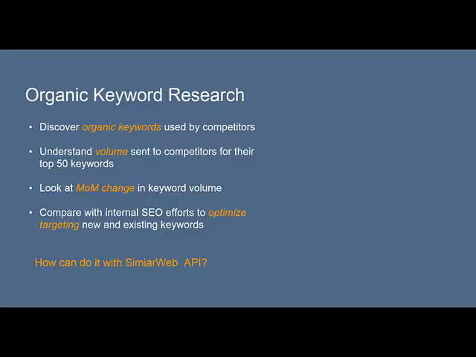The last section, the last use case we're going to look at is organic keyword research. Here we're going to discover organic keywords used by competitors. We're going to understand the volume sent to the competitors for their top 50 keywords. And like before, we're going to look at the month-over-month change in keyword volume. We're looking here at organic keyword research. We can just as easily do this with paid keyword research. But the ultimate goal of doing this is to see, okay, what keywords should we be targeting?